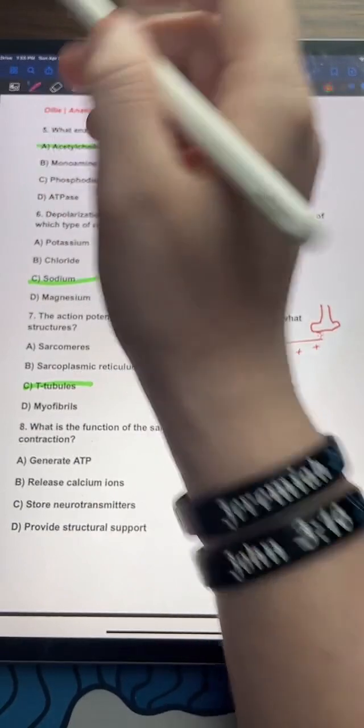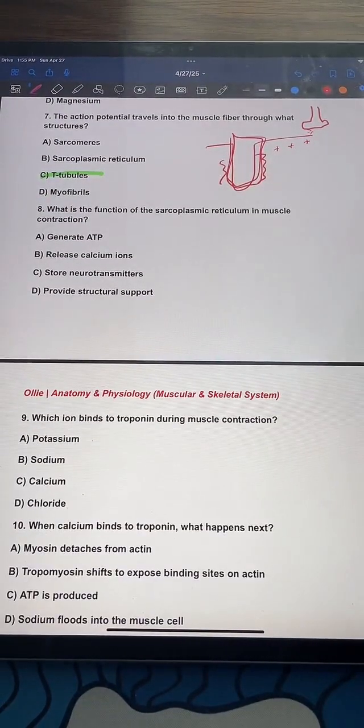Number 8. What is the function of the sarcoplasmic reticulum in muscle contraction?